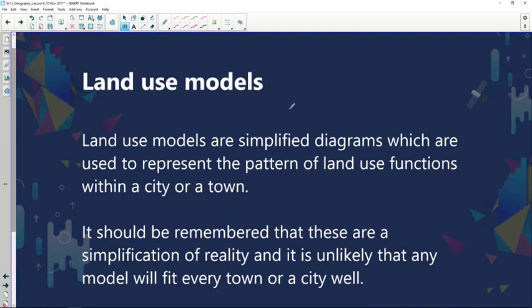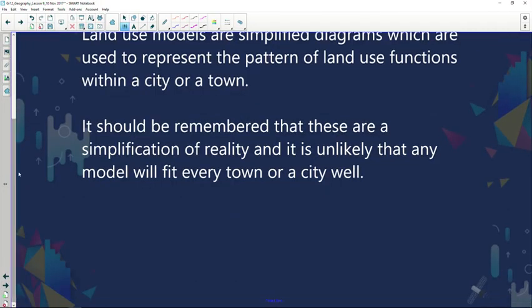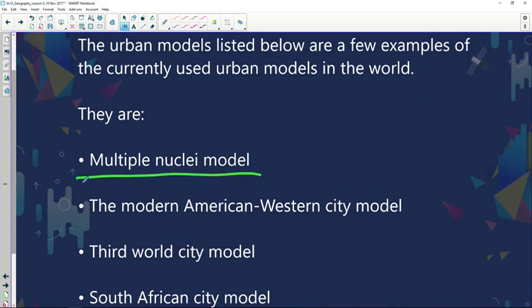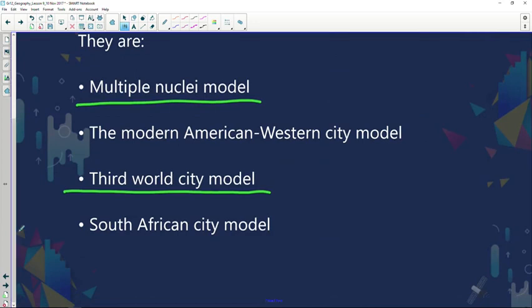Now, our next topic that we're going to have a look at is our land use models. Unfortunately, these land use models were based on our urban areas a long time ago. And over time, these land use models have changed shape because of the influx of rural-urban migration and how people use the land in the urban areas. This is just a simplification, just to show you the basis of how towns and cities were developed according to land use zones. The land use models we're going to have a look at are the multiple nuclear model, the modern American Western city model, which doesn't actually apply to us, third world city models, for instance South America and most of Africa, and the South African city model. That's quite unique because we're coming from an apartheid era and our cities were developed according to the apartheid laws.